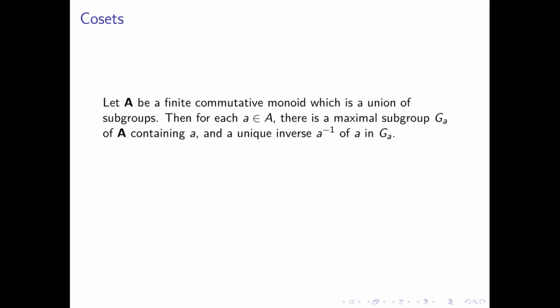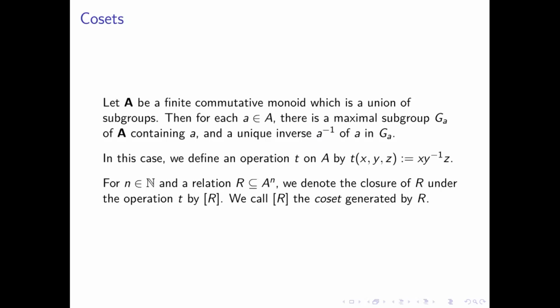Cosets. So if you have a finite commutative monoid which is a union of subgroups, or a finite commutative regular monoid, every element of this algebra is going to be contained in some maximal subgroup of A. Each of these subgroups will have a unique inverse for this a. And in this case, I want to define this operation T by x times y inverse times z. So this makes sense if you have these inverses.